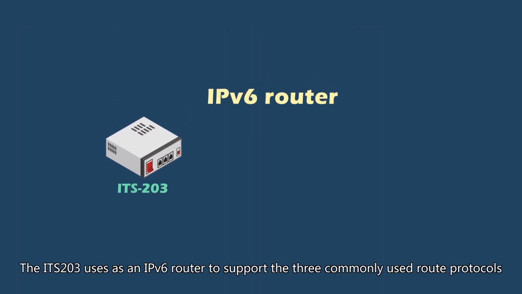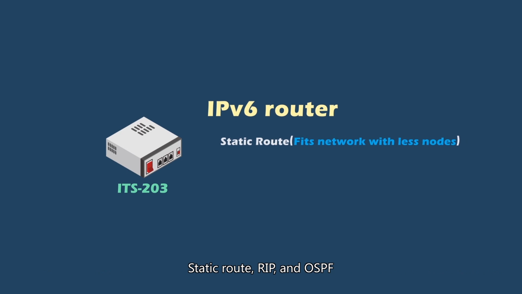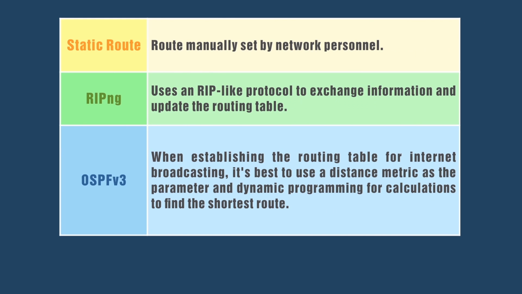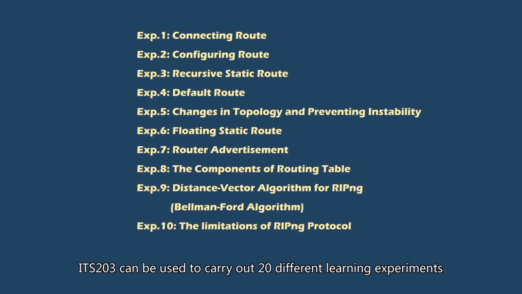The ITS-203 uses an IPv6 router to support the 3 commonly used routing protocols: static route, RIP, and OSPF. ITS-203 can be used to carry out 20 different learning experiments.